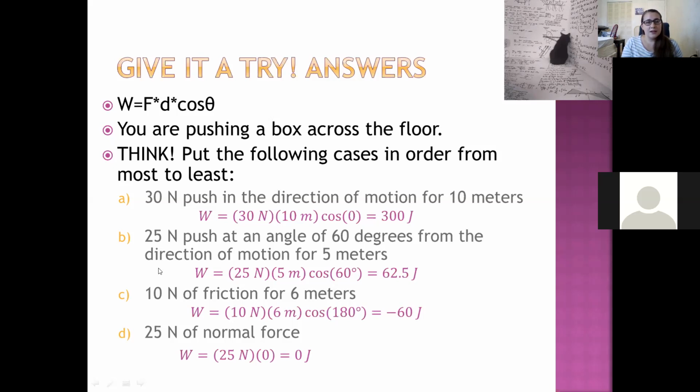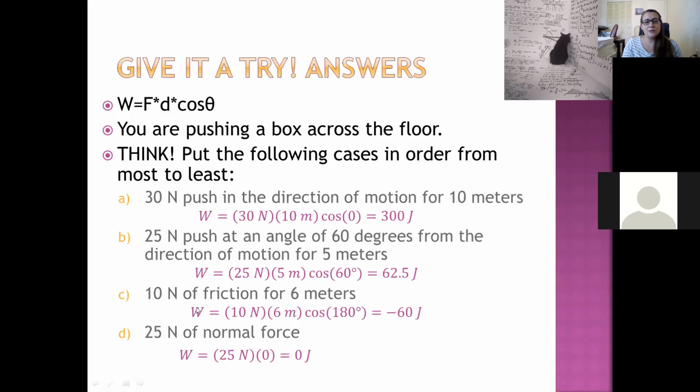In case B, this 25 newton push at an angle of 60 degrees from the direction of motion for 5 meters. Okay, here's our force, 25 newtons, our displacement of 5 meters, and this time our angle between our force and our direction of motion is 60 degrees. So that gives us 62.5 joules of work.